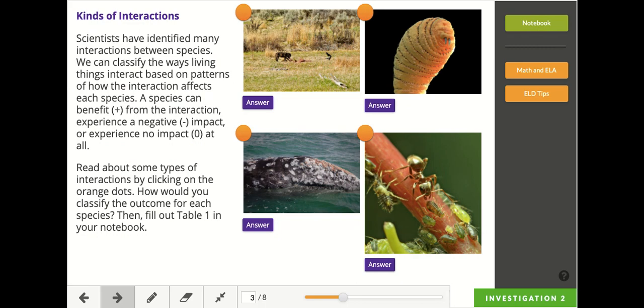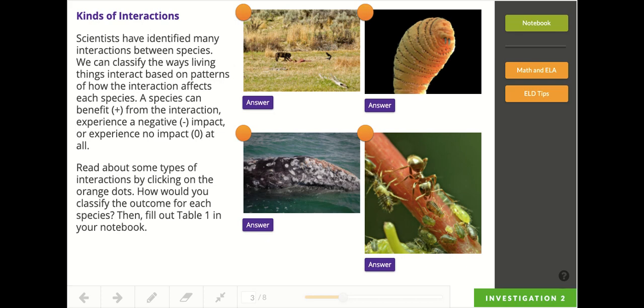Scientists have identified many interactions between species, and we can classify the ways living things interact based on patterns of how the interaction affects each species. A species can benefit, then we signify that with a plus symbol, like you see here, from the interaction. A species can experience a negative impact, then we use a minus sign, or they can experience no impact at all, in which case we use a 0 to represent that.